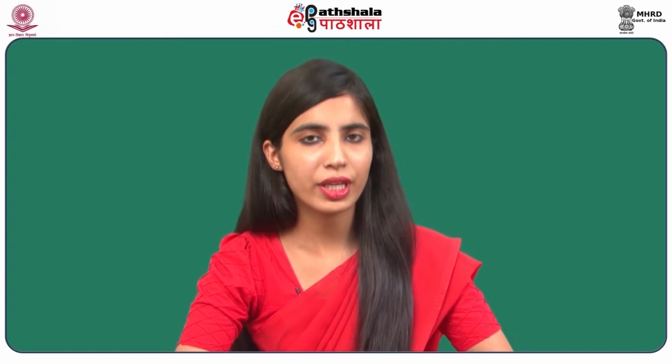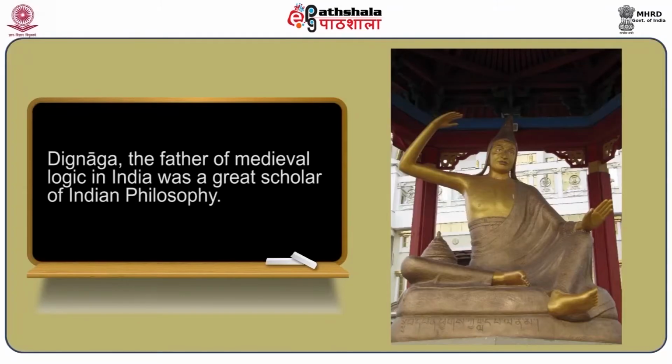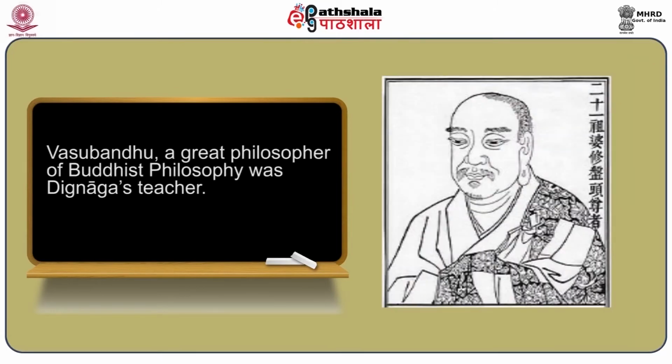The object of conceptual knowledge is universal, which is only mental construction. And this conceptual knowledge, though ultimately not true, is empirically true and valid, because it has an indirect causal relation to reality. Dignaga, who was the father of medieval logic in India, was a great scholar of Indian philosophy. Vasubandhu, a great philosopher of Buddhist philosophy, was a teacher of Dignaga. Under his guidance, Dignaga got mastery of Vijnanavada theory and logic.